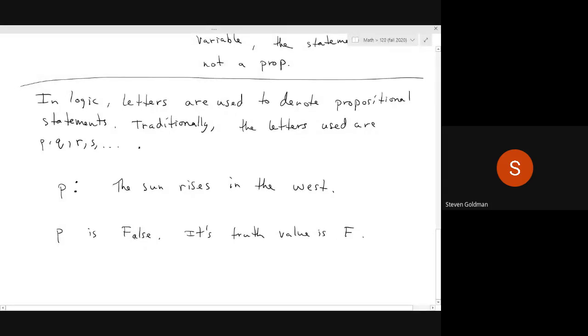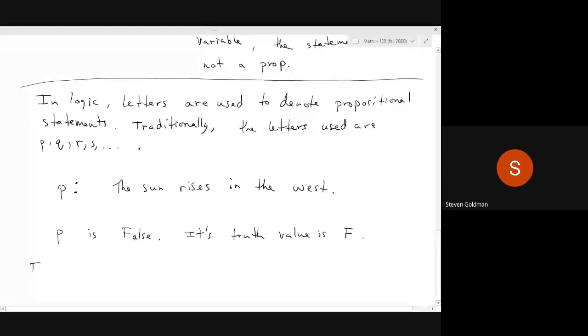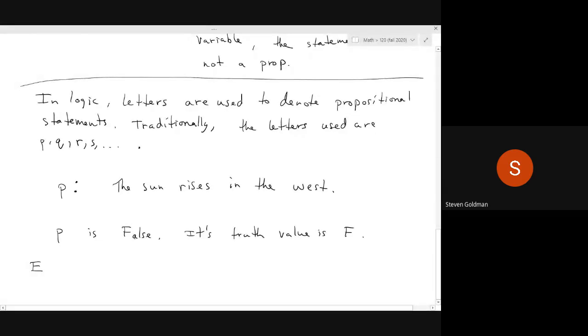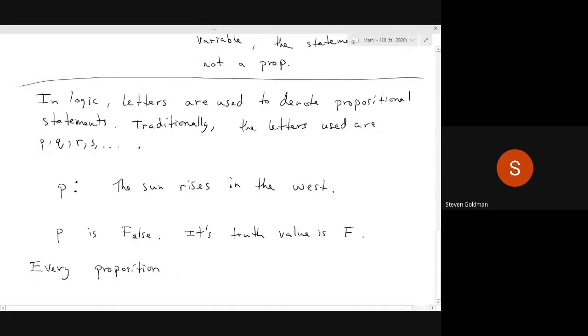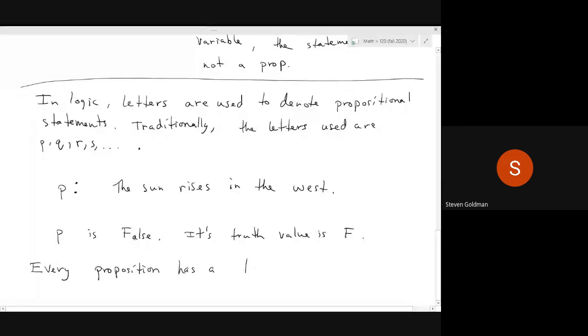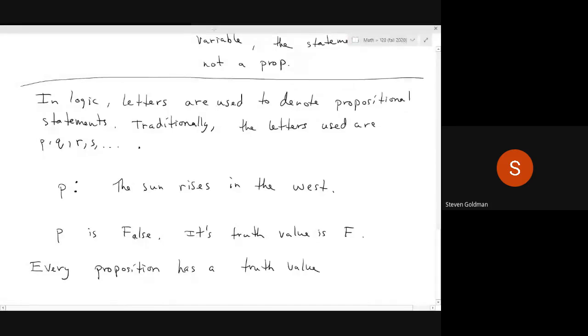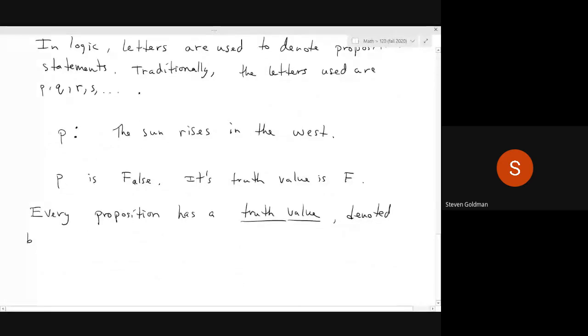Let me just write down what we've been discussing about truth value for a few minutes now. Every proposition has a truth value, denoted by capital T if it's true, and capital F if it's false.